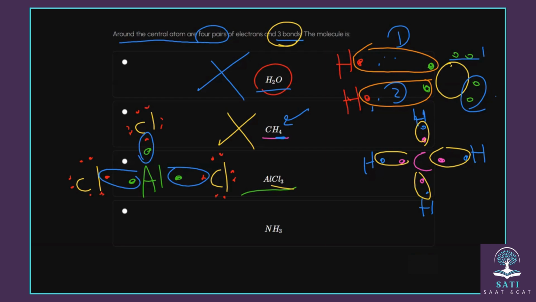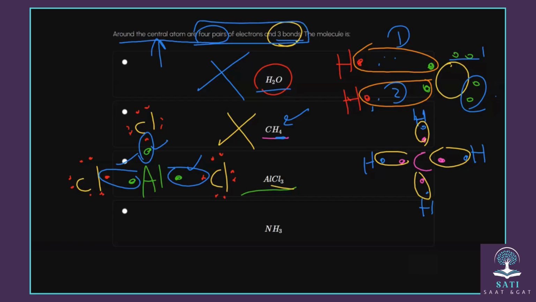So how many bonds are there? 3. But how many pairs of electrons are exactly around the central atom? The question asks about the central atom. Exactly 3 pairs: this pair, this pair, and this pair. So it's 3 pairs of electrons and 3 bonds. That means it doesn't satisfy what is being asked.